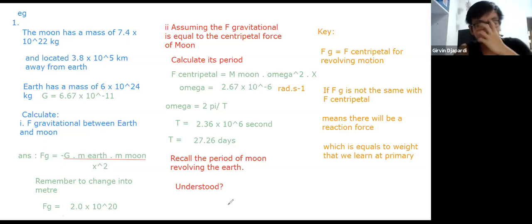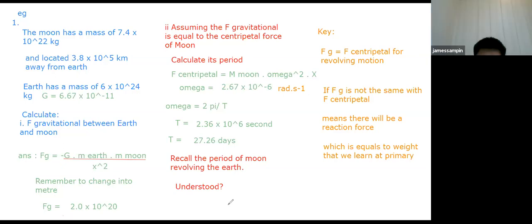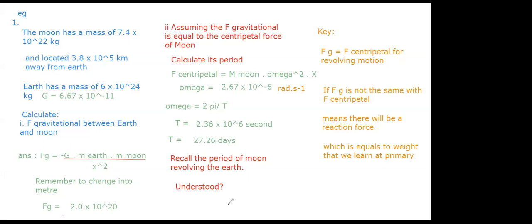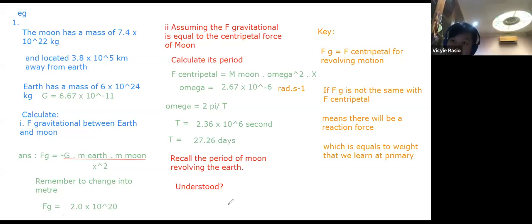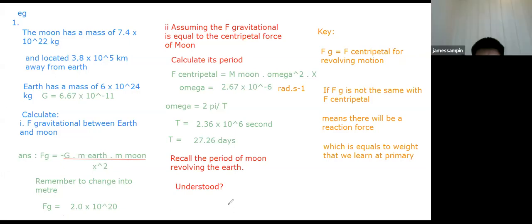So why is the G negative? Which G is negative? Oh, the G is not negative, just a typo. The first word is a typo. The red color, right? It's supposed to be positive 6.67. So what's x, sir? x is the separation.